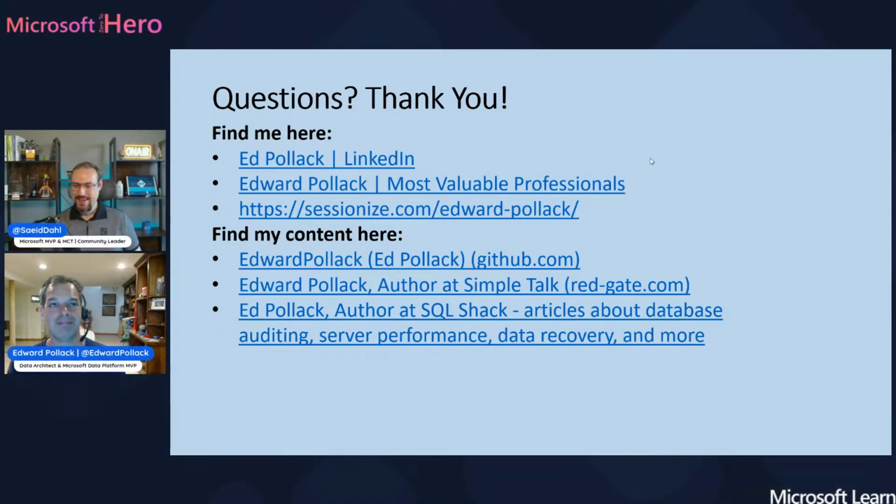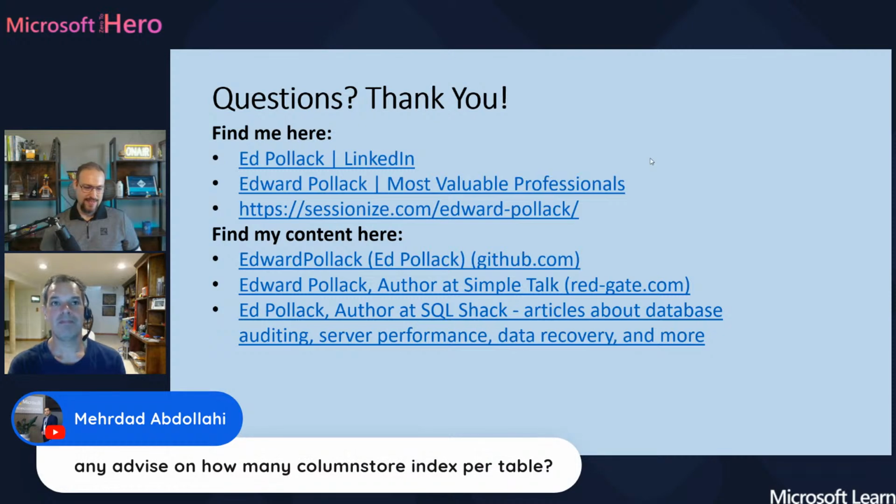Another question from Mehrdad: any advice on how many columnstore indexes per table? If you have a clustered columnstore, that is your one index in the table, and that's all you generally need. My recommendation for any analytic table, that's fundamentally analytic data, is create a clustered columnstore, order it by your date, and stop right there. That is probably enough, and it'll probably be fast.